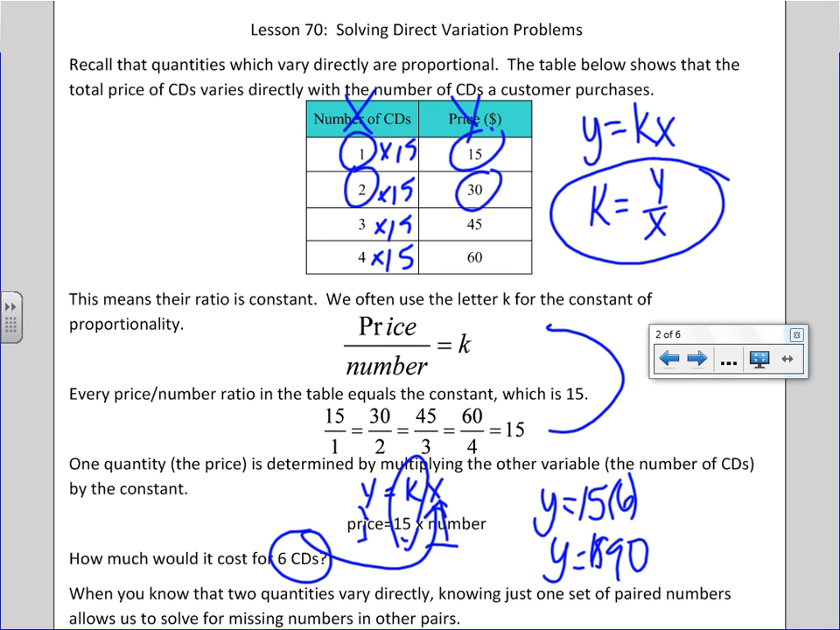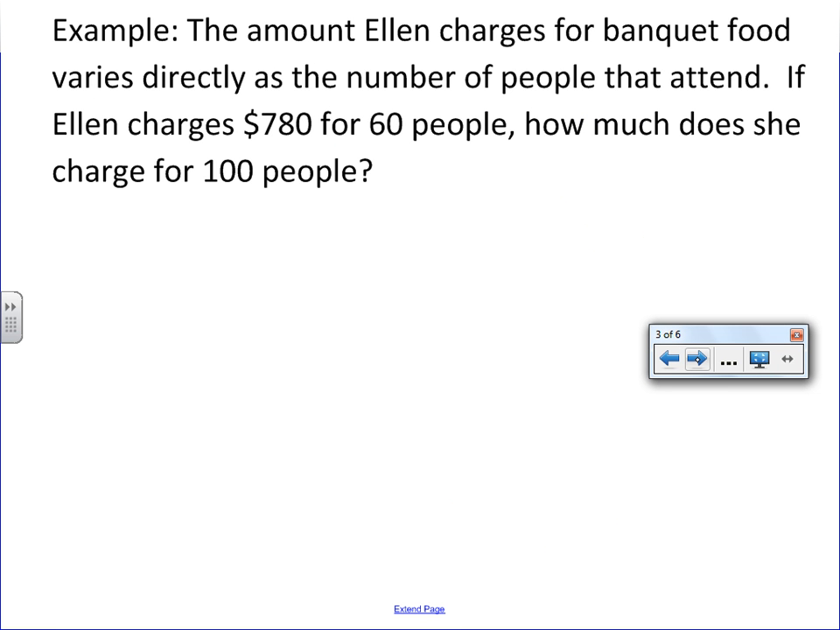When you know two quantities vary directly, knowing just one set of paired numbers allows us to solve for the missing numbers in other pairs. So, for example, it says the amount Ellen charges for banquet food varies directly as the number of people that attend. If Ellen charges $780 for 60 people, how much does she charge for 100 people? We know that they vary directly, which means that they are proportional. So because they are proportional, are you awake over there, sir? Because they are proportional, we can set up a proportion.